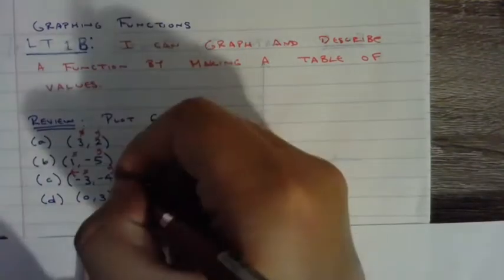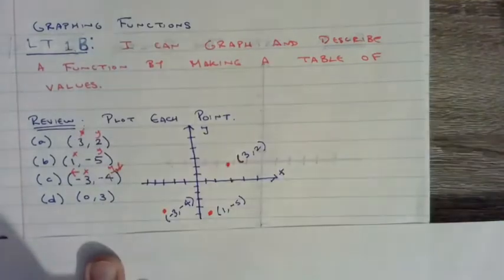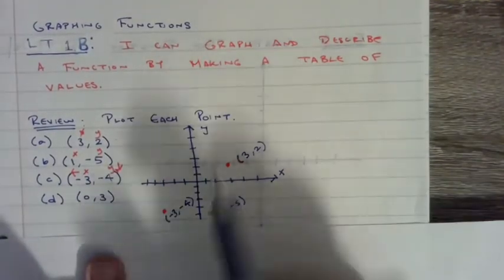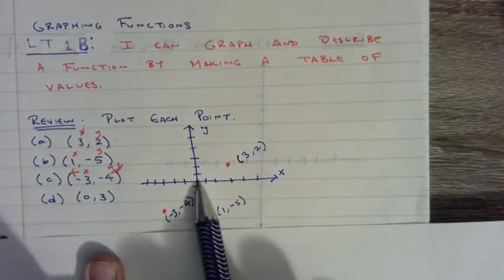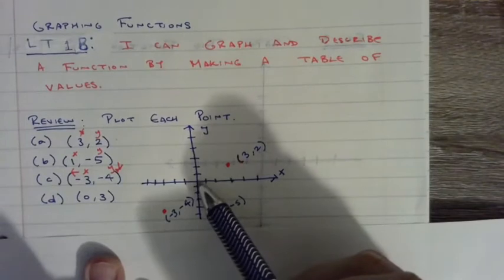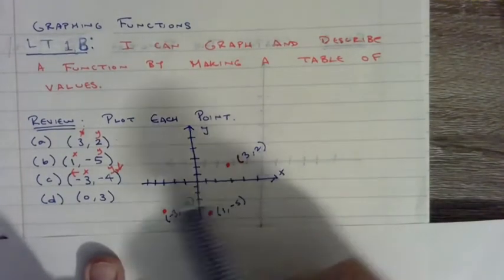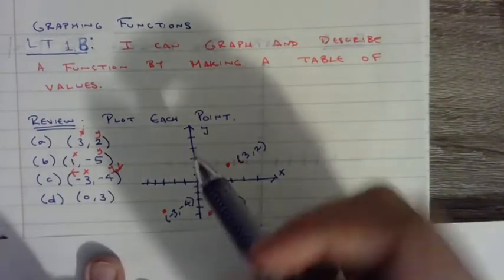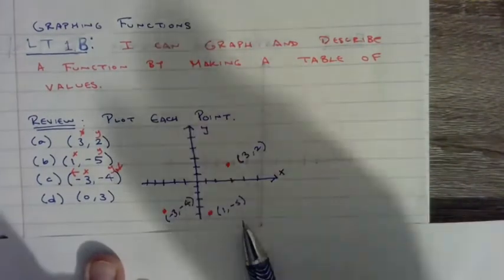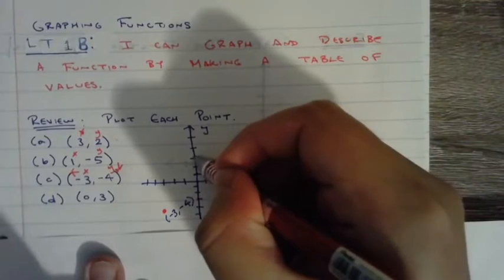Okay, now the last one. So (0, 3). If you take a look at it, for your x, you have to find where your 0 is. You can't go positive, you can't go negative, so your 0 must be right here, dead center. Your y is positive 3, so you have to go up 3. So 1, 2, 3. So (0, 3) is right there.